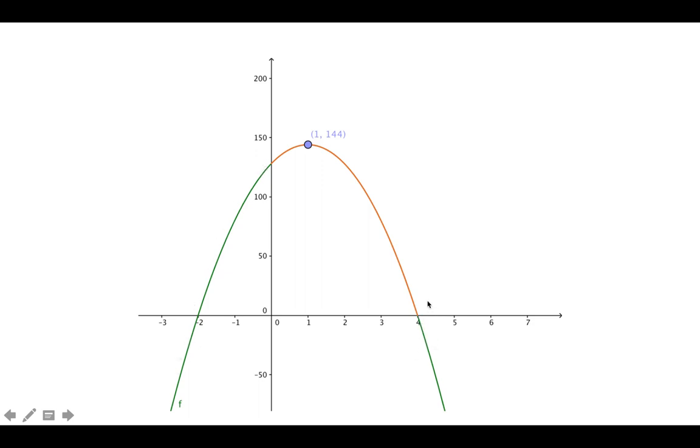Over here, past 4 seconds, at 4 seconds the ball hit the ground. It's now sitting on the ground. These negative heights over here don't make any sense. We won't keep those. This red section here, or orange section of the graph, is the only relevant part. This would be our domain for this real world application. Times between 0 when he lets go, up to 4 seconds when the ball hits the ground. And we can see here after 1 second we reach our maximum height of 144 feet.